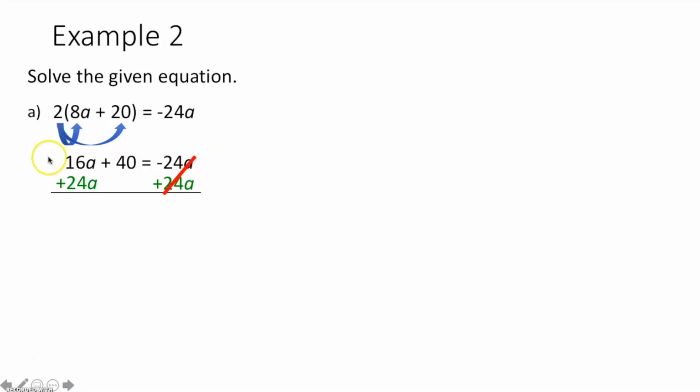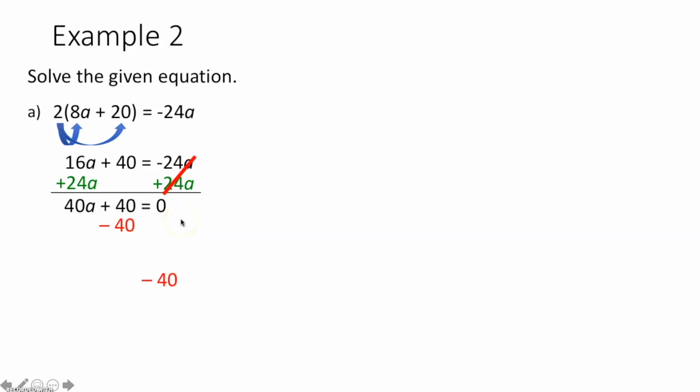These cancel out, and then 16A plus 24A is going to give me 40A. Now I have 40A plus 40 is equal to 0. So what I need to do is now get my constants to the right. Step 3. I start with anything added or subtracted to my variable. So I'm going to start with this plus 40. I do the opposite to move it.